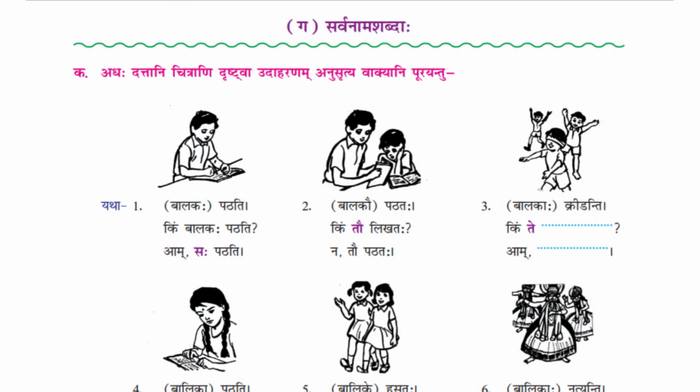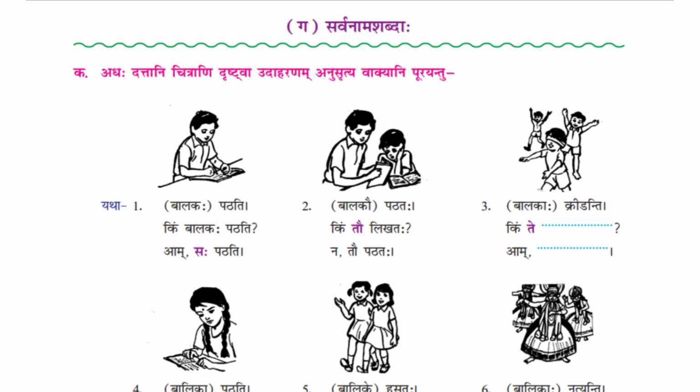Okay, Sarvanama Shabdaha in Sanskrit is nothing but pronouns in English. So, like how pronouns are used in English grammar, same way in Sanskrit also. The first and very commonly used table that is connected with Sarvanama Shabdaha is Tat Shabdaha. And we have three genders in Sanskrit: Pullingam, Strilingam, Napumsakalingam.